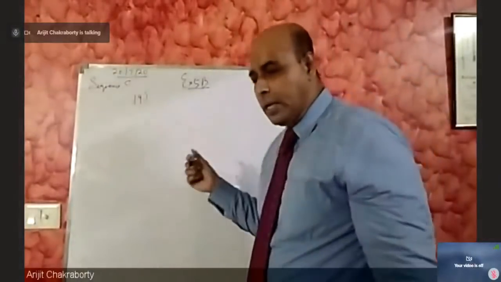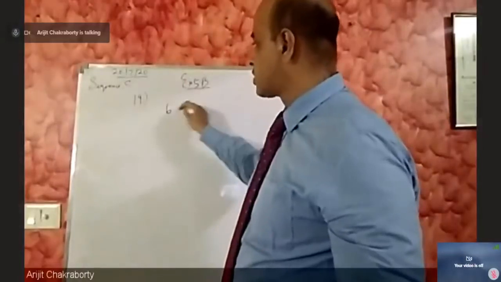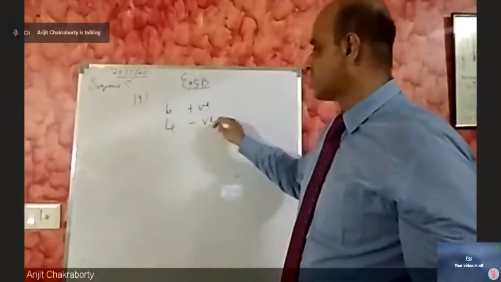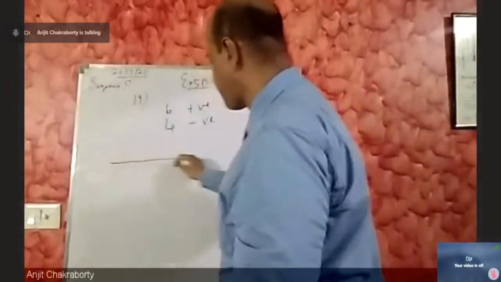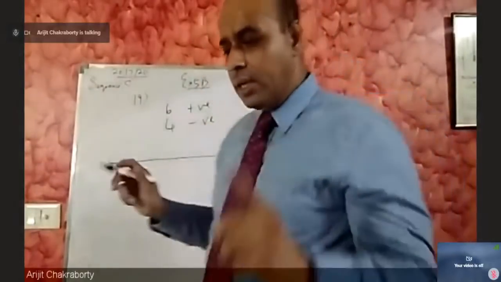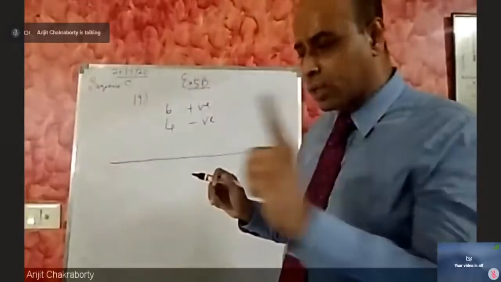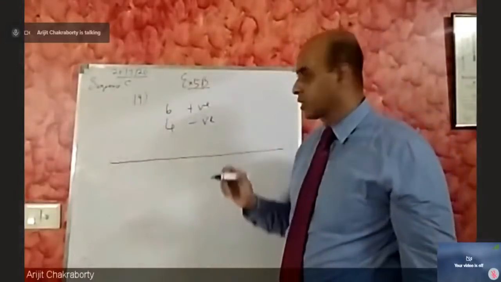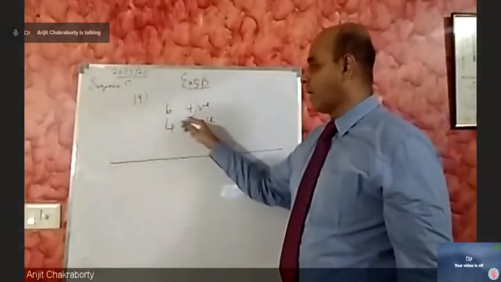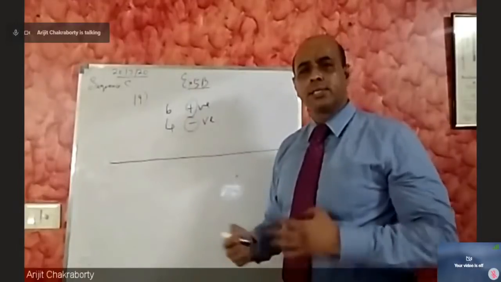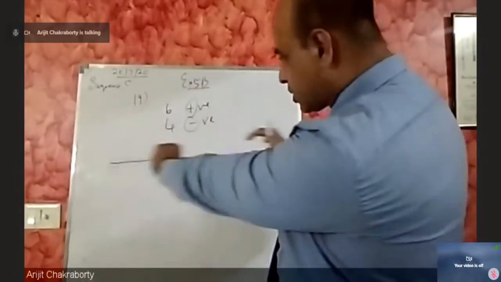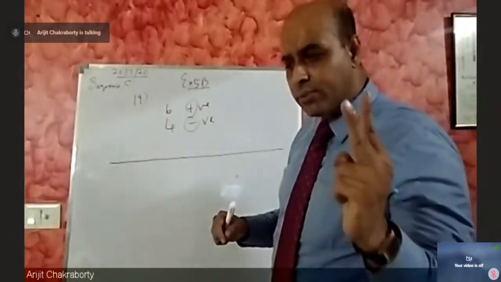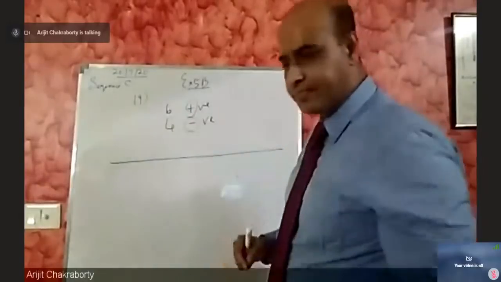Number 19. The total number of ways in which 6 positive signs and 4 negative signs can be arranged in a line such that the 2 negative signs will not occur together. So you have 6 plus signs and 4 minus signs, and you have to arrange them in a line in such a way that 2 negative signs will not occur together.